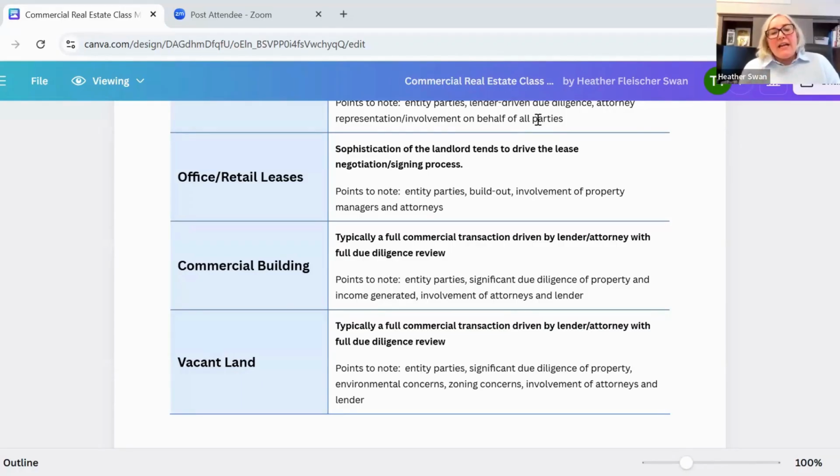Absolutely. And this applies to all of these types of transactions, except for a residential investment property using a residential lease. Yes, I'll send a recording.